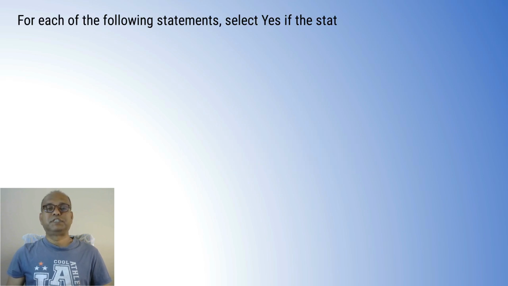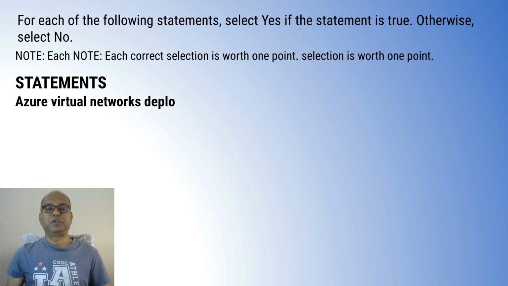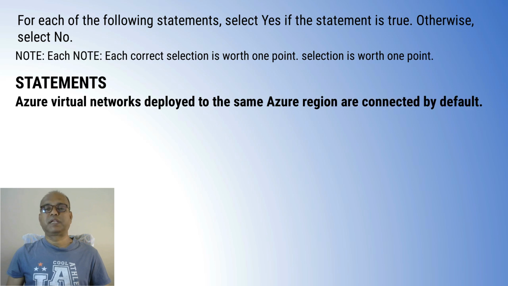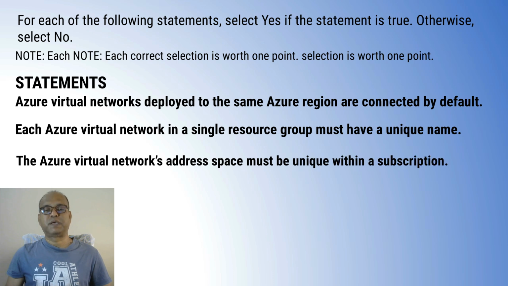For each of the following statements, select yes if the statement is true, otherwise select no. Note, each correct selection is worth 1 point. Statements. Azure virtual networks deployed to the same Azure region are connected by default. Each Azure virtual network in a single resource group must have a unique name. The Azure virtual network's address space must be unique within a subscription.